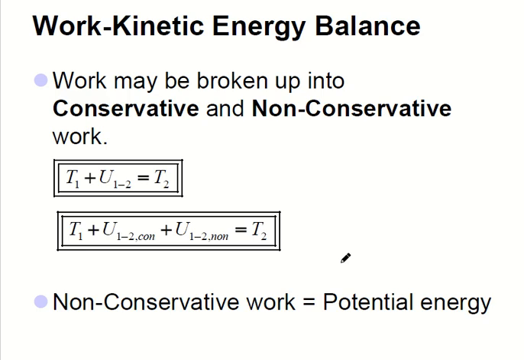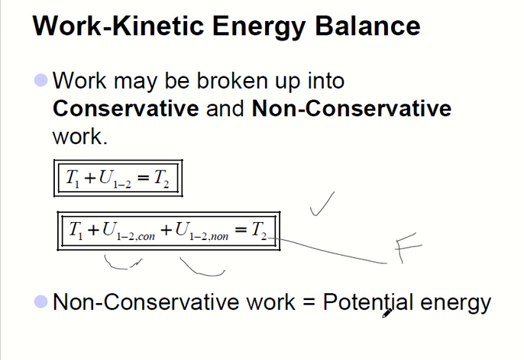Then we will get into work energy balance. So we go back to work, which may be broken up into conservative and non-conservative work. We have the initial kinetic energy, and the final kinetic energy is equal to the work done plus the initial kinetic energy. In the second equation, you have an initial kinetic energy, you have work 1 to 2 by the conservative forces, and then you're also going to consider work 1 to 2 on that path done by the non-conservative forces. So we will consider all of it in order for us to get the final kinetic energy.